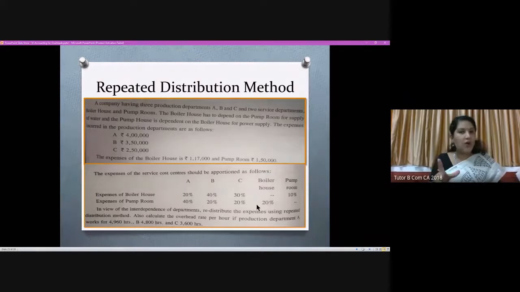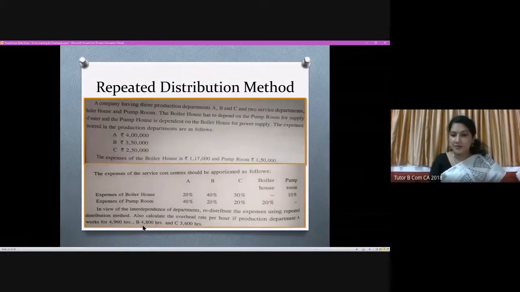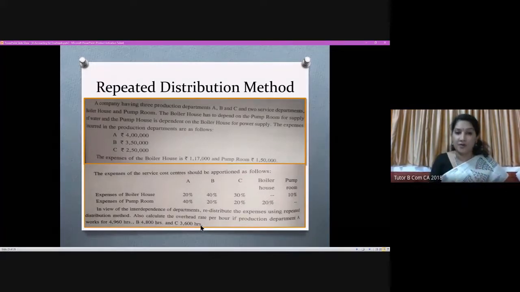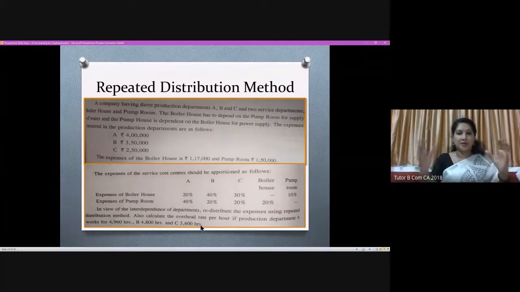Now, there is also one more part that is asked in this question, that is, calculate the overhead rate per hour if production department A works for 4,960 hours, B works for 4,800 hours, and C for 3,600 hours respectively. Now, overhead rate is nothing but the total expense divided by number of hours. It's as simple as that, right?